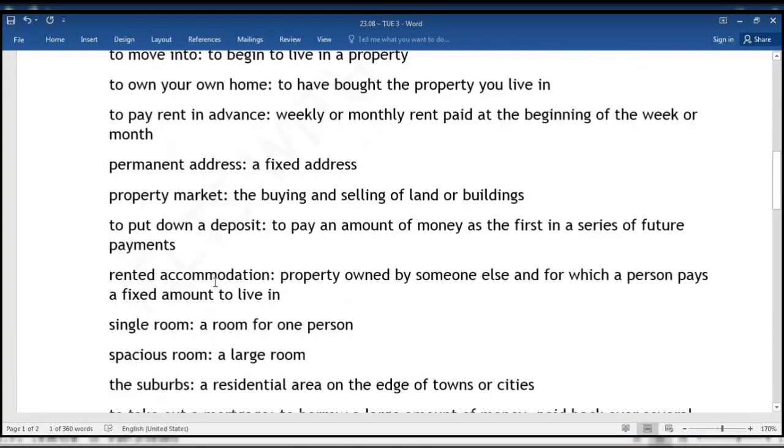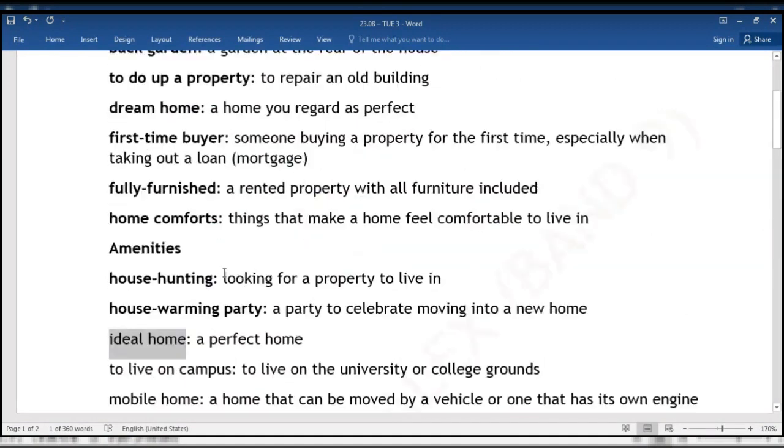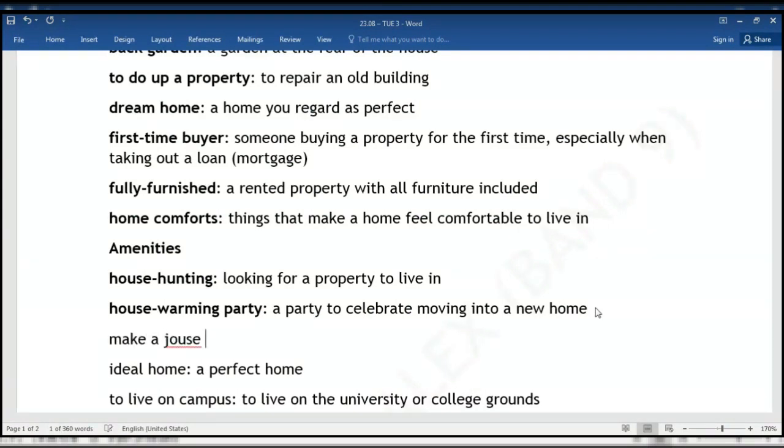I don't think that's here. It's a really cool phrase. I'm gonna write that down. Make a house feel like a home. I have really fast computer speeds.